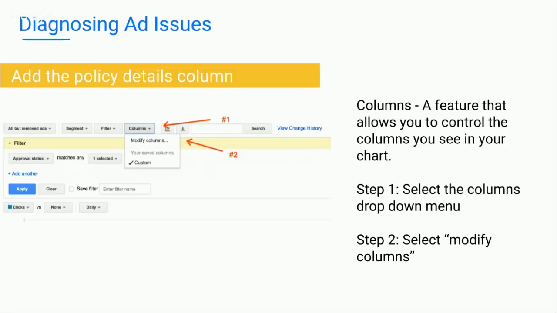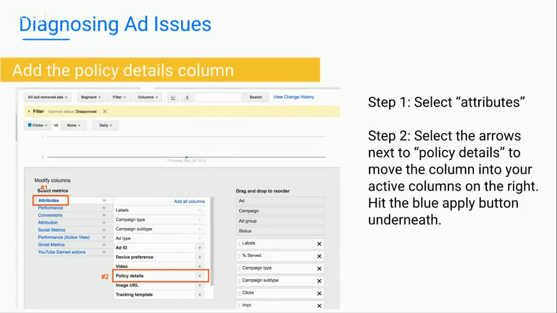While that's Tanisha's best friend, my best friend is actually the policy details column. This is kind of the holy grail for figuring out what on earth is going on in your account. These are the steps to finding the policy details column. It's under the columns tab. Again, this is going to be on the ads tab, but there's also policy details available under keywords. Select the columns and then go into modify columns. And from there, it's under attributes.